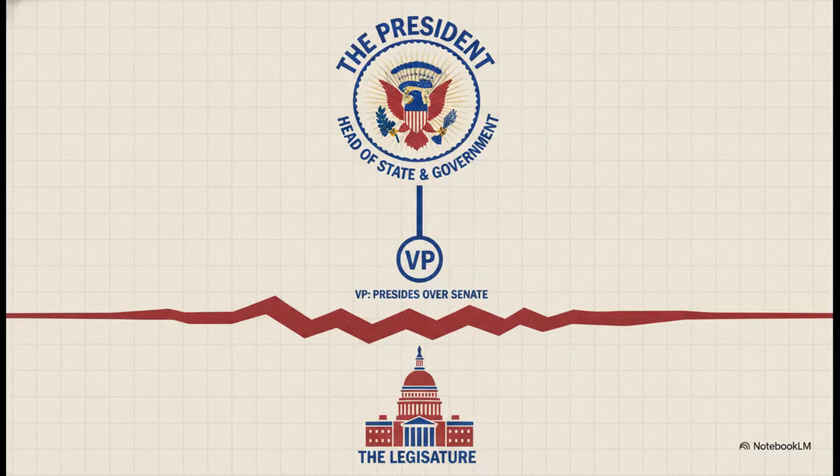Now contrast that tightly interwoven power with the American executive under Article 2 of the Constitution. Here, the president is both the head of state and the head of government, all rolled into one single person. They are simultaneously the ceremonial figurehead and the active chief executive. Below them is the vice president, who presides over the Senate, and a cabinet that exists purely to advise. Unlike the UK, the US president does absolutely not sit in the legislature. The branches are kept strictly separate.